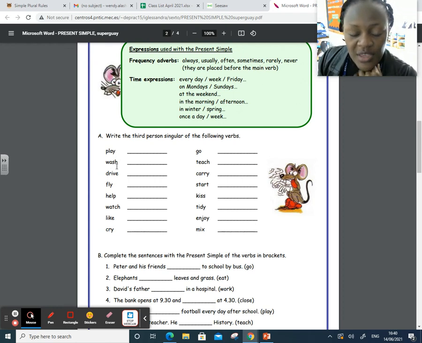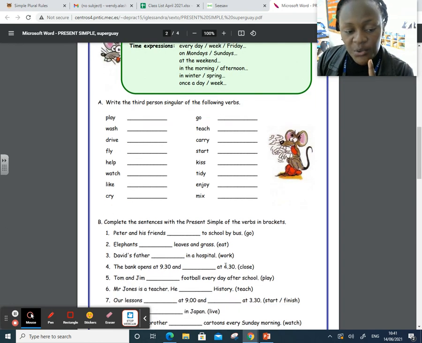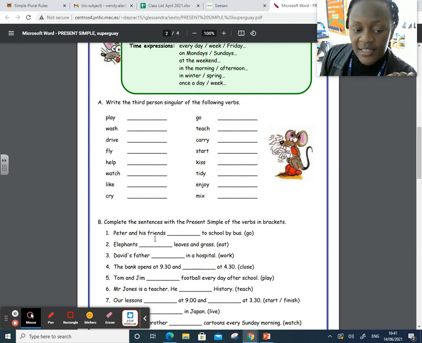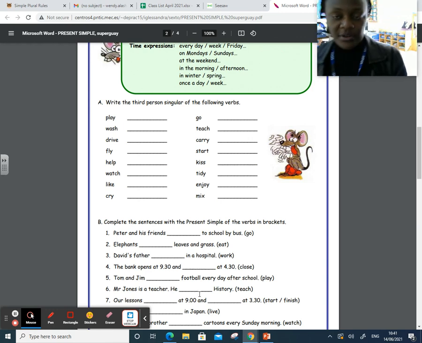Wash. What do you think about wash? Remember, wash ends with sh. Well done. Add es. Wash, washes. She washes her shoes every Saturday. So you're going to read all these words and try to add s and es. If you want to challenge yourself more, you can try to complete these sentences using those words. For example, Peter and his friends go to school by bus. There it is. And on and on.